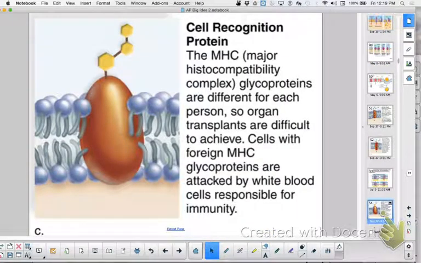Okay, cell recognition. This should have a whole new meaning now that you have studied what? Immune system, right? Who's going to be using these primarily? What type of cell? Yes, a type of white blood cell. Be more specific. T cells, right? We talked about MHC1s and MHC2s.